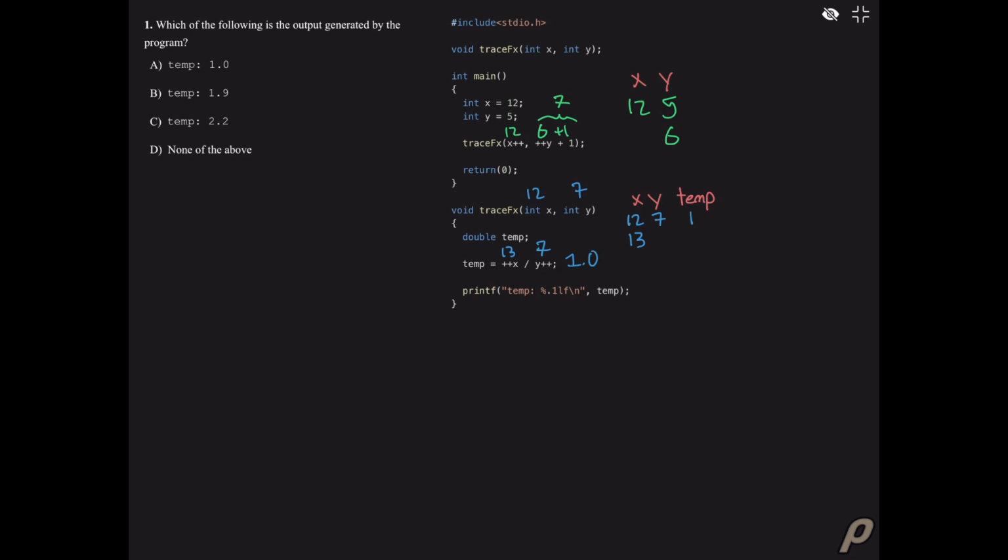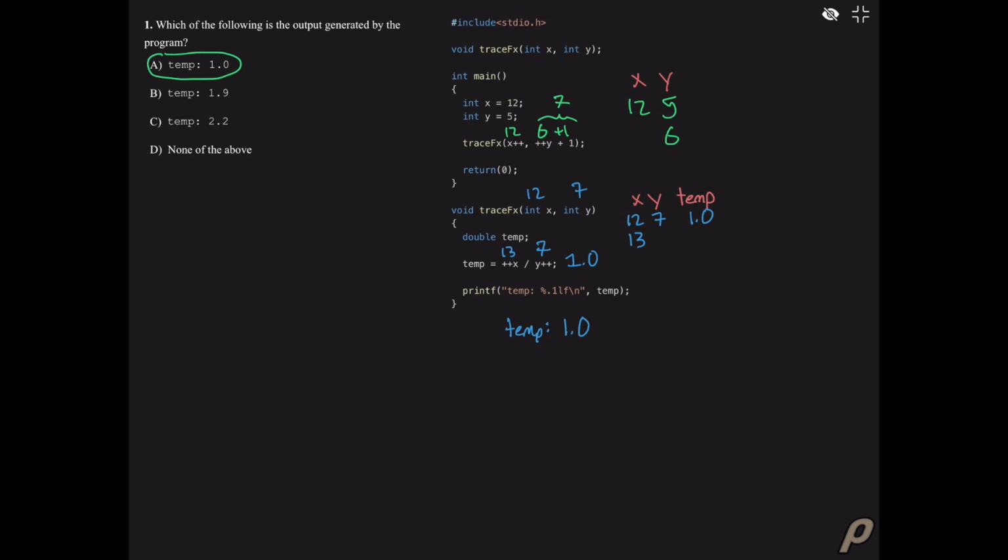So temp is 1.0. Then we go down into this print statement here, and we see that we're doing temp, and then we have the %.1lf, and this just means we have one decimal point, and lf refers to this temp variable, which means we're just printing out the temp variable, and we get our 1.0 with our single decimal place. And as you can see up here, that is A. So A is the answer to this question.